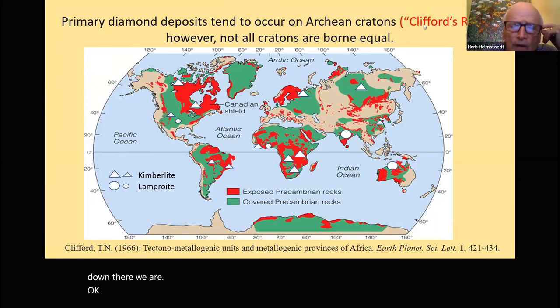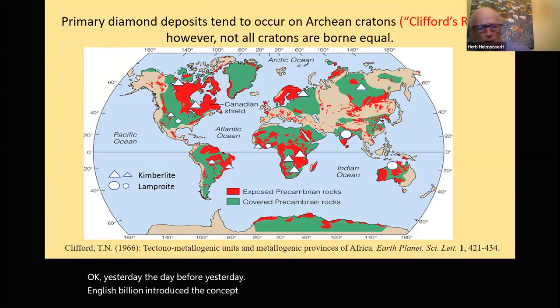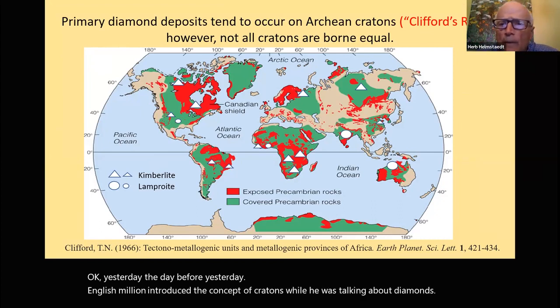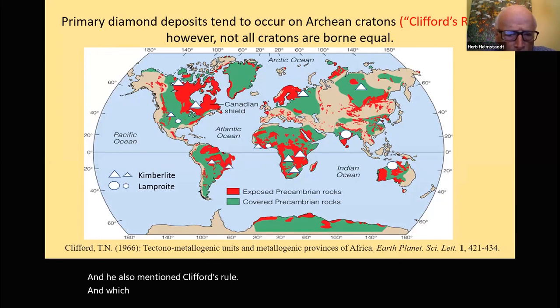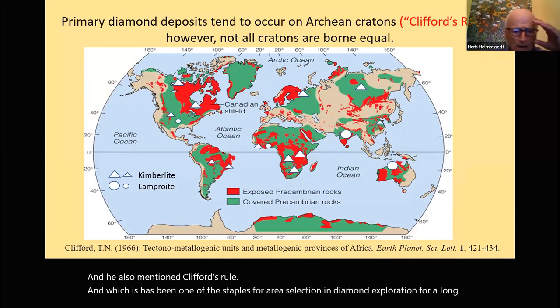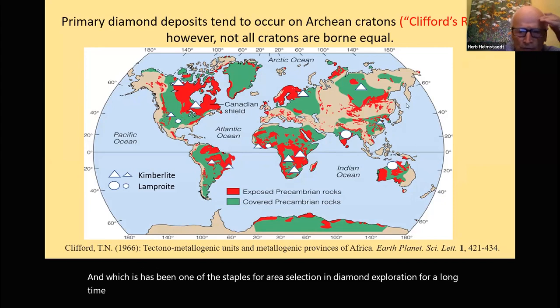The day before yesterday, Hannes Viljoen introduced the concept of cratons while he was talking about diamonds. And he also mentioned Clifford's rule, which has been one of the staples for area selection in diamond exploration for a long time. And Clifford's rule was, of course, established long before we had any kimberlite dates.